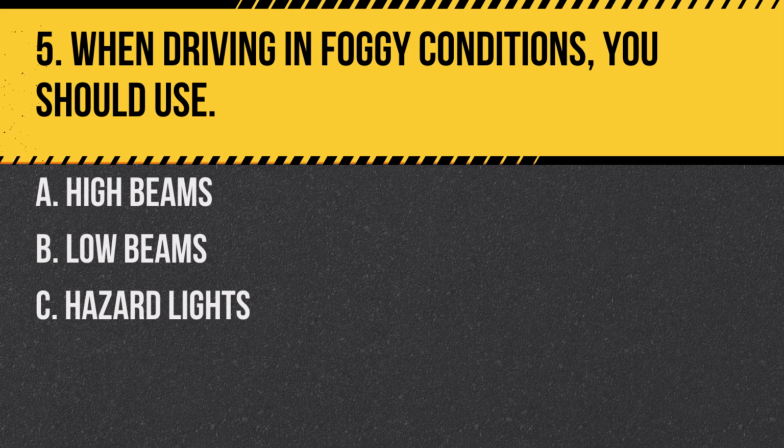Question 5. When driving in foggy conditions, you should use: A. High beams. B. Low beams. C. Hazard lights. Answer: B. Low beams. High beams can reflect off the fog and impair visibility even further, while low beams provide better visibility.